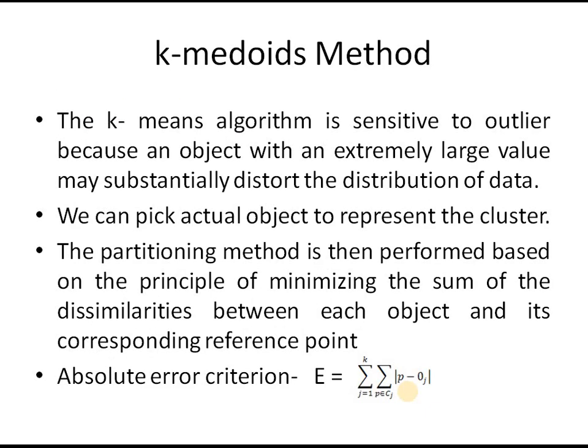The initial representative objects are chosen randomly. The iterative process of replacing a representative object by a non-representative object continues as long as the quality of the resulting clustering is improved. This quality is estimated using a cost function that measures the average dissimilarity between an object and the representative object of its cluster, to determine whether a non-representative object o random is a good replacement for a current representative object oj.